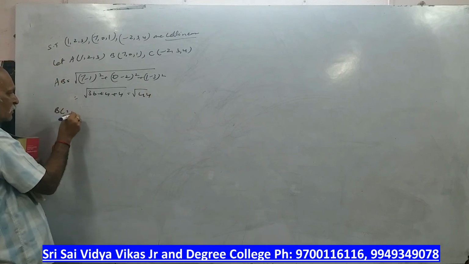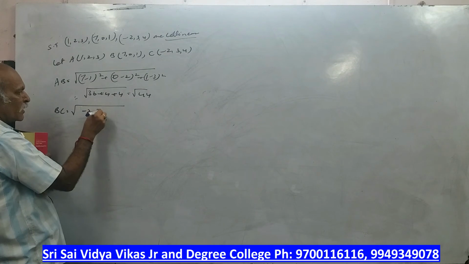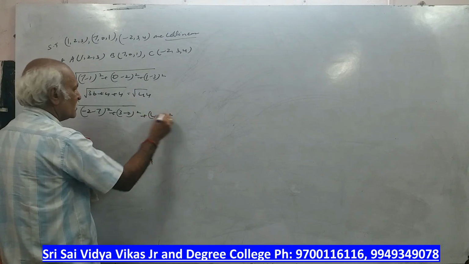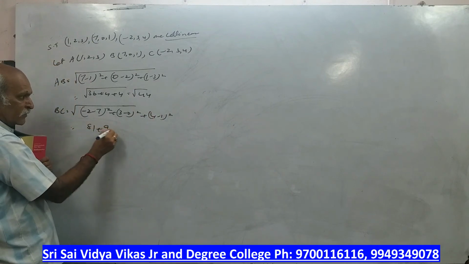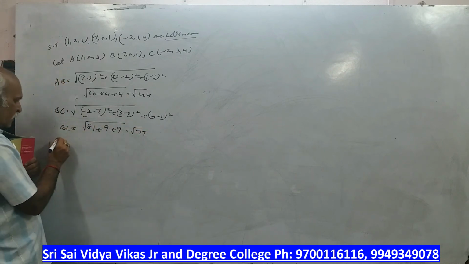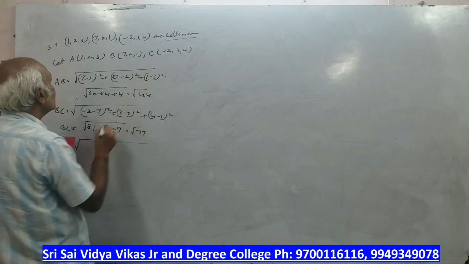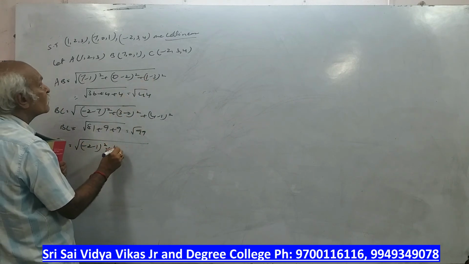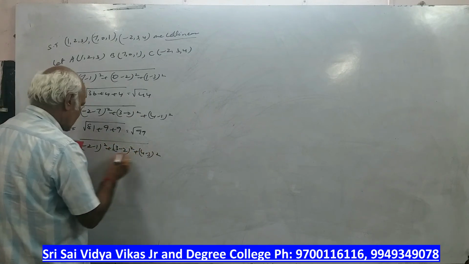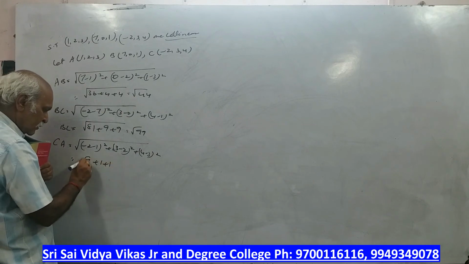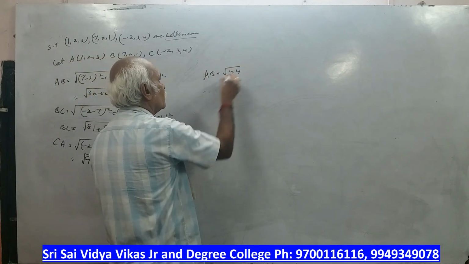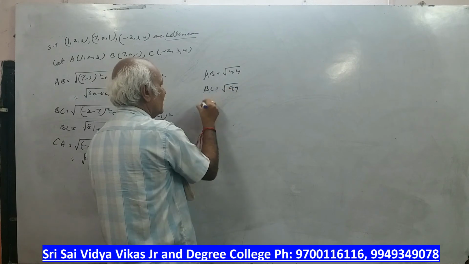And BC. What is BC? (Minus 2 minus 7) whole squared plus (3 minus 0) whole squared plus (4 minus 1) whole squared. So this is 81 plus 9 plus 9. How much do we get? Root 99. Next, CA: (minus 2 minus 1) whole squared plus (3 minus 2) whole squared plus (4 minus 3) whole squared. So 9 plus 1 plus 1. Root 11. Therefore, AB is root 44, BC is root 99, CA is root 11.